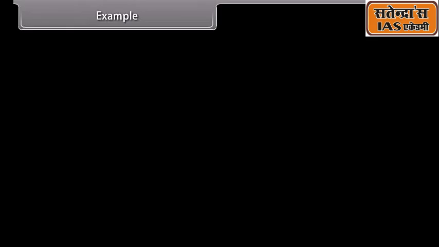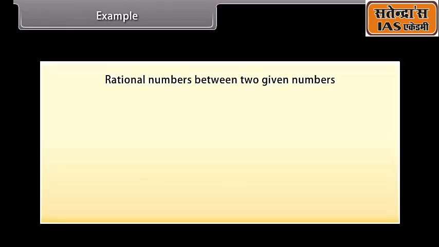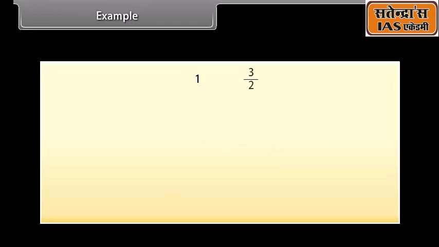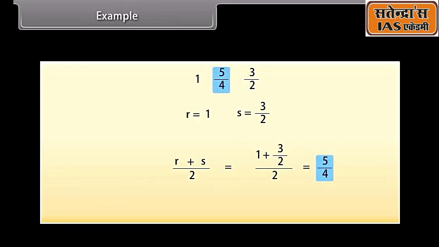Example. Let's now learn how to find rational numbers between two given numbers. The given numbers here are 1 and 2. Say 1 is r and 2 is s. To find a rational number between r and s, we have to add r and s and divide the sum by 2. So we get 1 plus 2 divided by 2, which is 3 by 2. Therefore, the rational number between 1 and 2 is 3 by 2. Similarly, the rational number between 1 and 3 by 2 is 5 by 4.